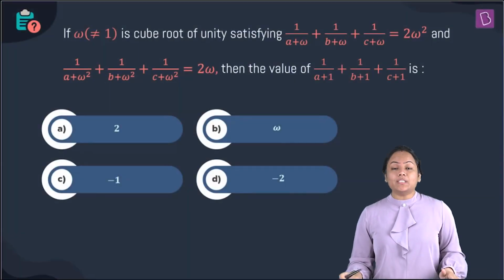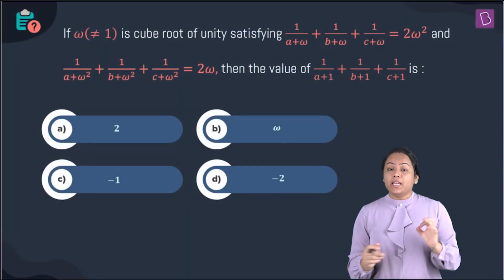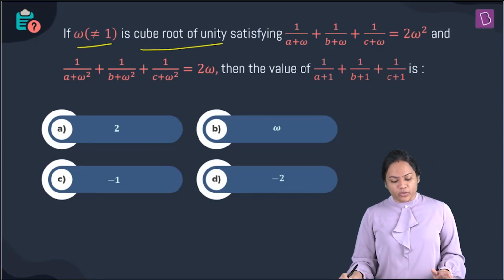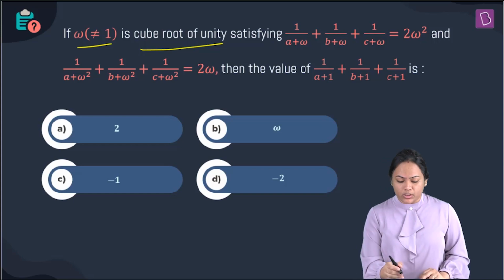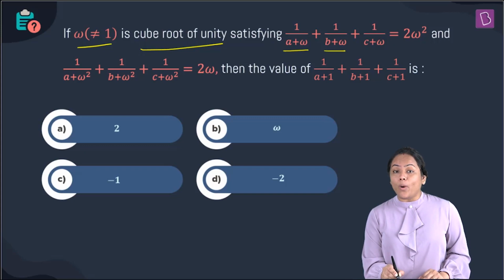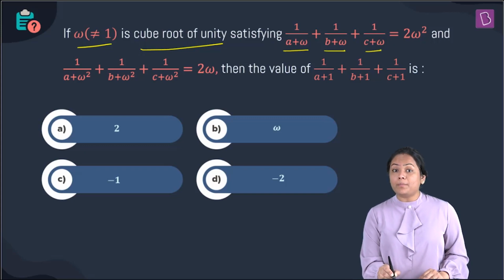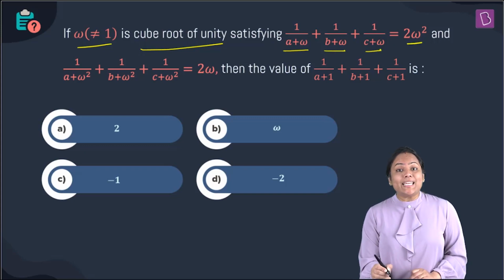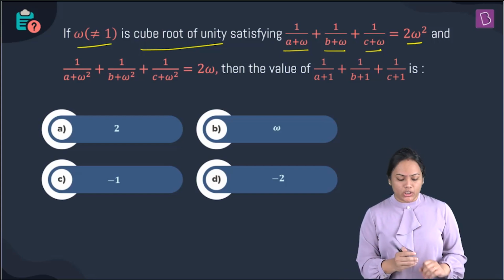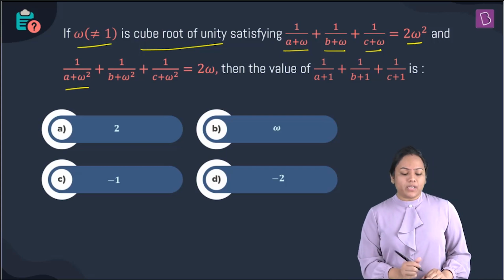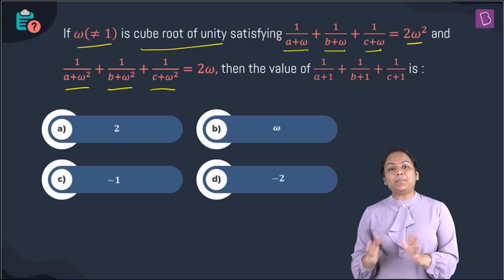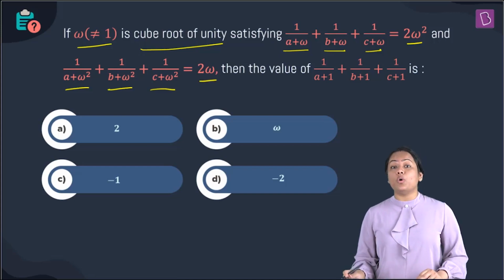Well, moving further, let's see what they have said here. If omega not equal to 1 is a cube root of unity, which satisfies the relation, the first relation is 1 by a plus omega plus 1 by b plus omega plus 1 by c plus omega is equal to 2 omega square. And we have one more relation, 1 by a plus omega square plus 1 by b plus omega square plus 1 by c plus omega square is equal to 2 omega.